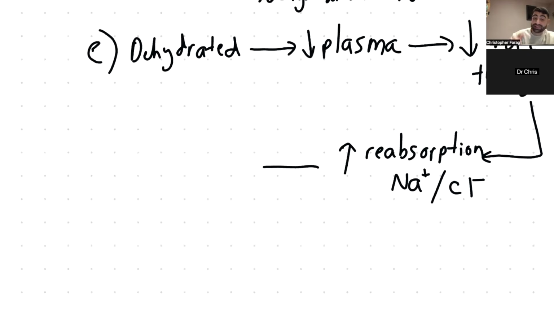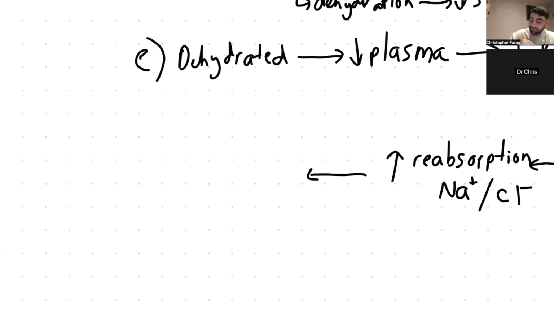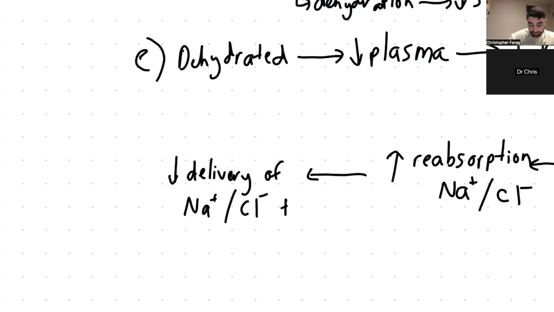Our macula densa cells, remember I told you those special cells can actually detect how much sodium and chloride there are. Therefore, we're going to have decreased delivery of sodium and chloride to the macula densa. If we have decreased delivery to the macula densa, then this is when our RAAS system begins.